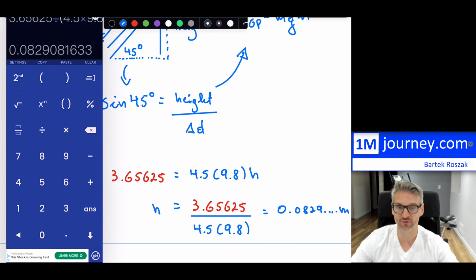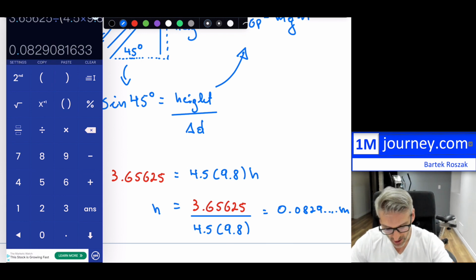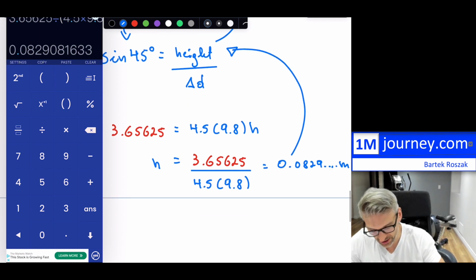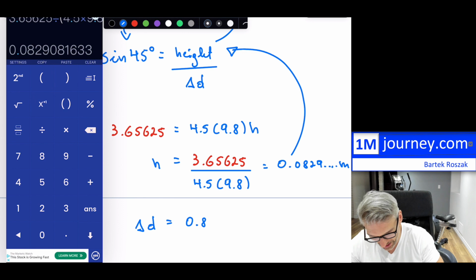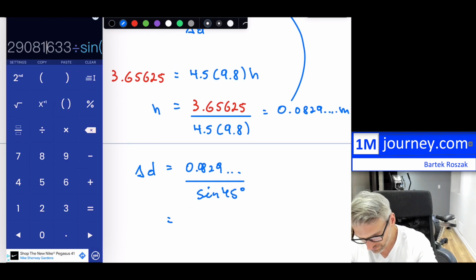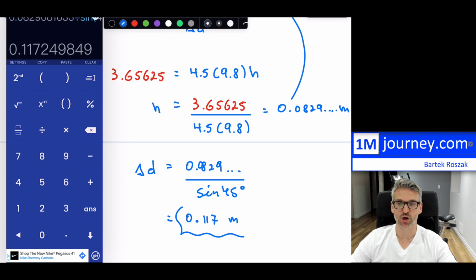So it doesn't go very far. And now we can substitute this back into here and find out our delta D, which is the distance on the ramp that it goes in. So that would be delta D, and then you can take your height, which is 0.08 to 9, etc., divided by sine of 45 degrees. There you have it.